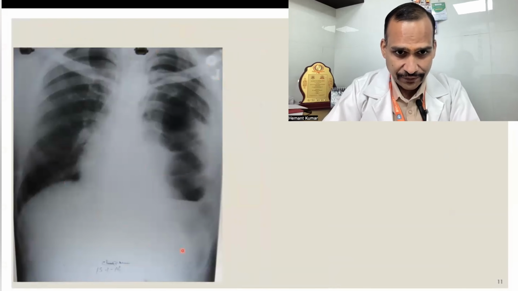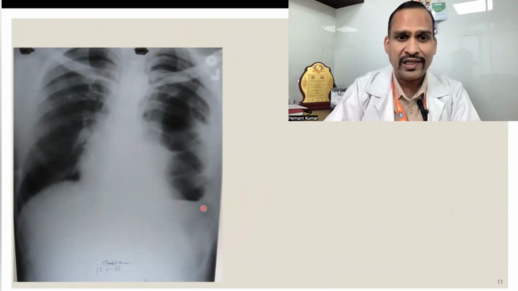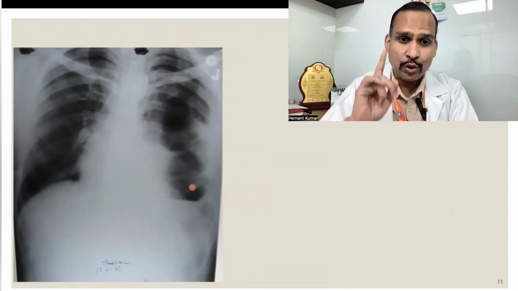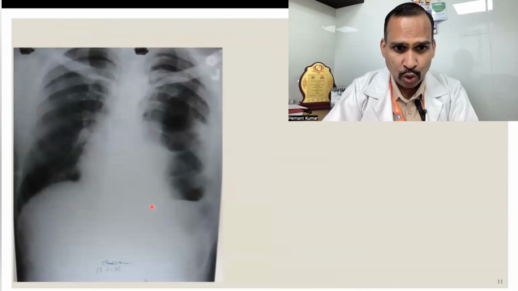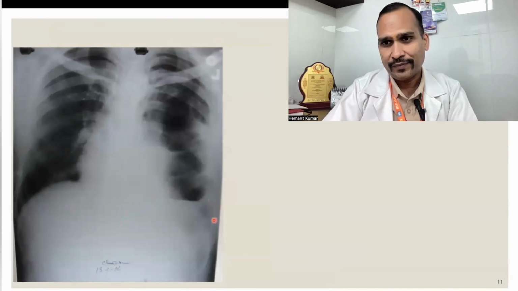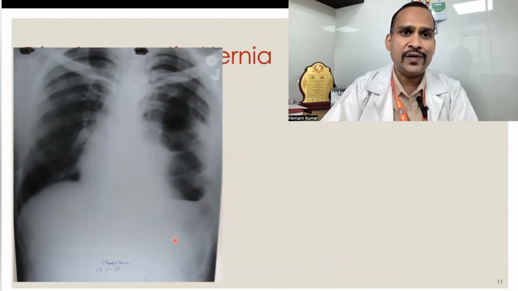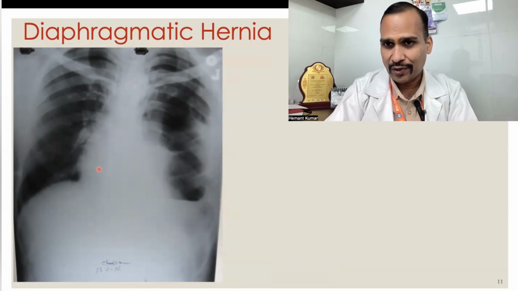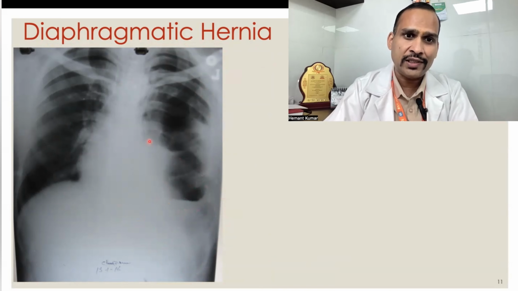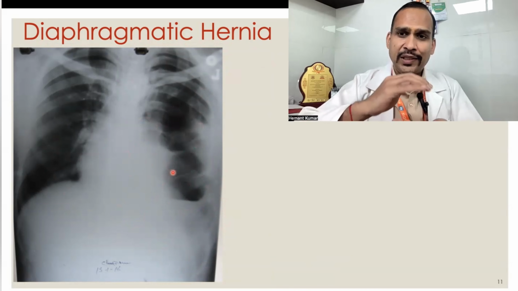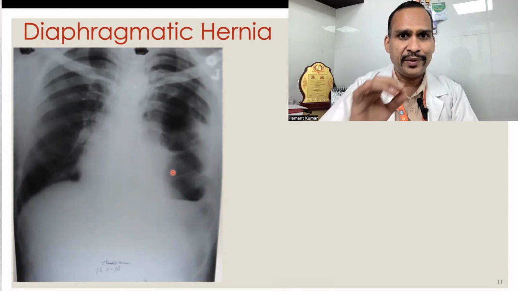Can you see this X-ray? The right side is normal, but on the left side you can see there are multiple air fluid levels. Can you see this? Multiple levels. One thing you can notice, there is no contour of diaphragm, and below the diaphragm there is no fundal shadow. So this was a case of diaphragmatic hernia on the left side. These shadows were colon, intestine, and you can see multiple air fluid levels. So this was a case of diaphragmatic hernia.